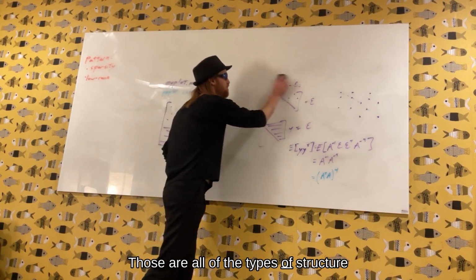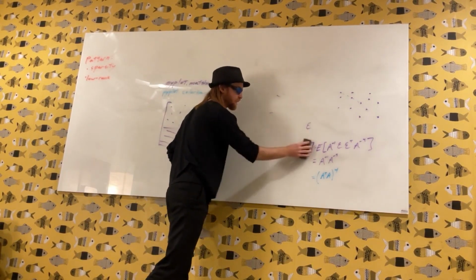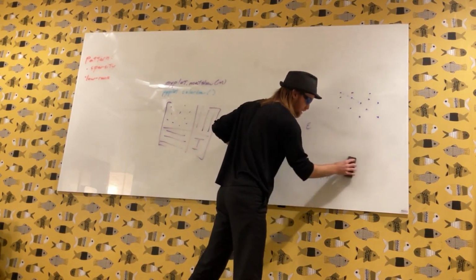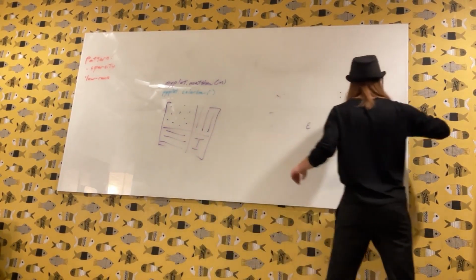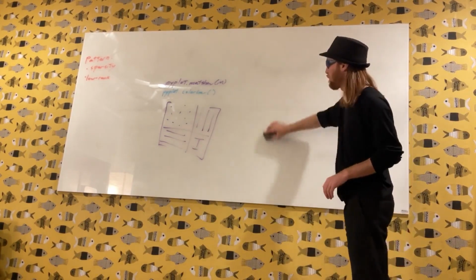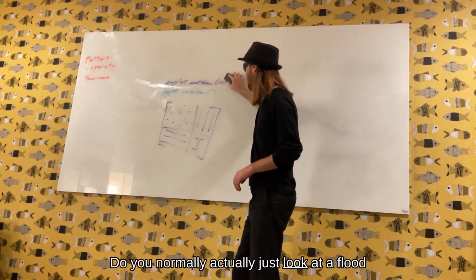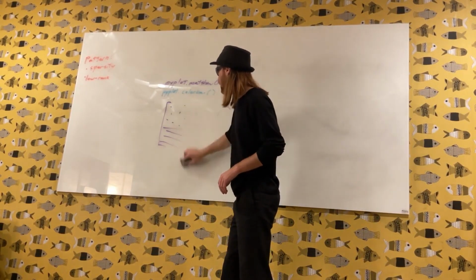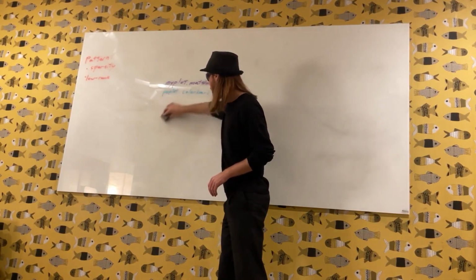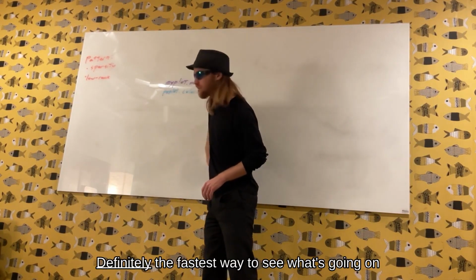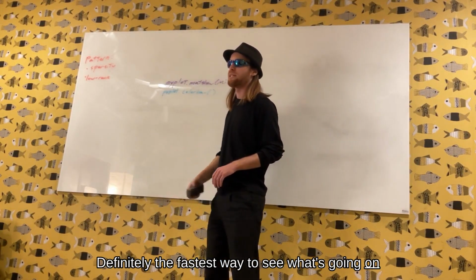Those are all of the types of structure I wanted to get through today. Did anyone have any more questions? Do you normally actually just look at a plot of the matrix to do this? Yep, that is what I normally do. Definitely the fastest way to see what's going on is to plot stuff.